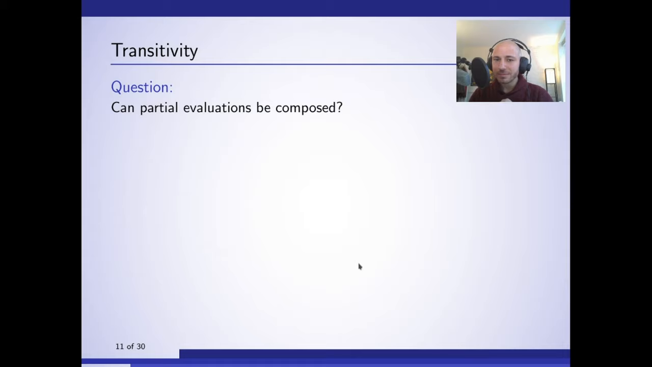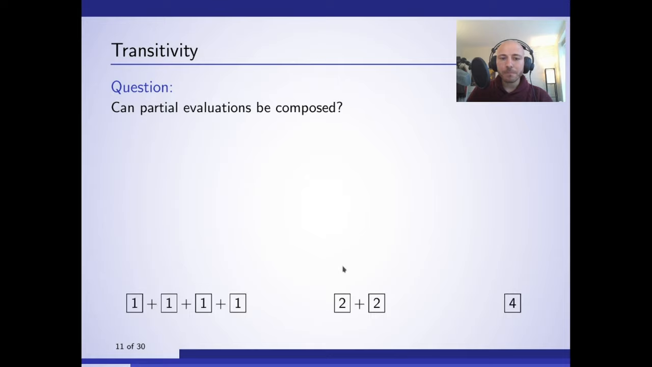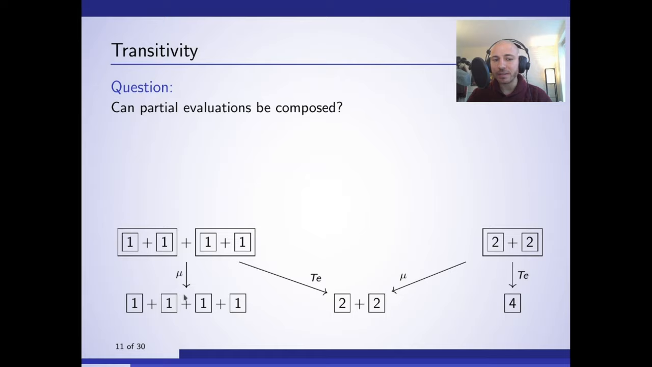All right, so one thing that you may by now be asking is, can you compose partial evaluations? If you have a partial evaluation and another partial evaluation that starts from where you ended, can you partially evaluate the whole thing in one step? Well, here's an example. This four-term sum can of course be partially evaluated into 2 plus 2. Just group these two elements and these two and evaluate into 2. This 2 plus 2 can obviously be partially evaluated, even totally evaluated in this case, to 4. I'm using a total evaluation here for simplicity, but of course I could have put a partial evaluation. So now, can we partially evaluate this whole thing into 4 in a single step?